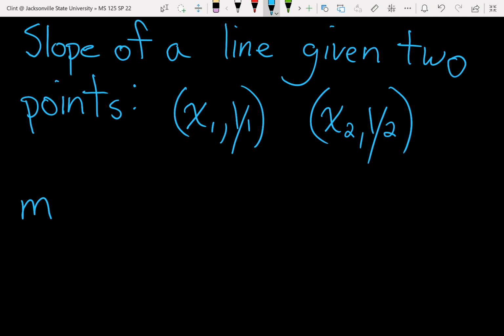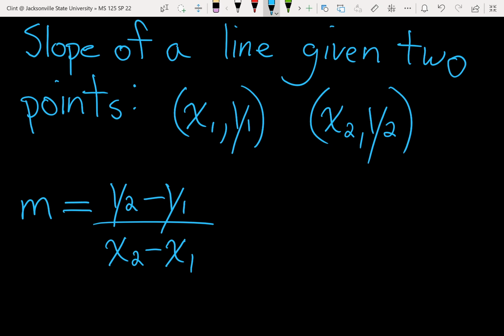Anybody remember what the formula is? What do we do? Got the 2 points, and yeah, y2 minus y1 on the top, and then what on the bottom? x2 minus x1. Sometimes we memorize the formula without thinking about why that's the formula.